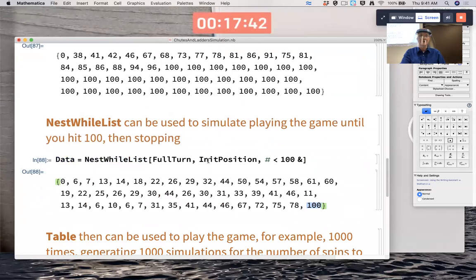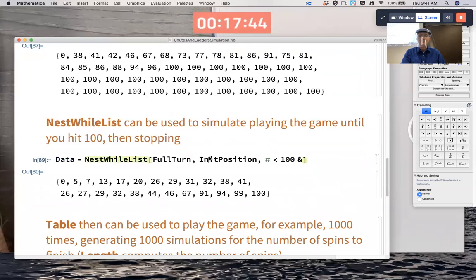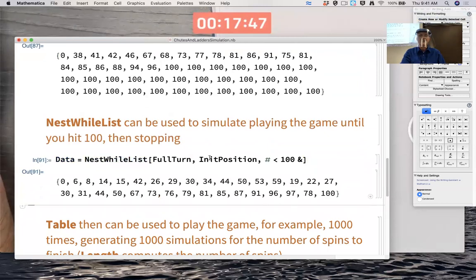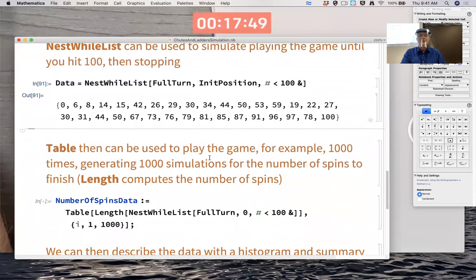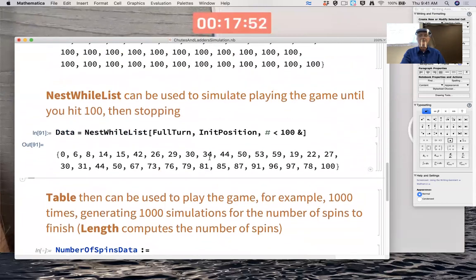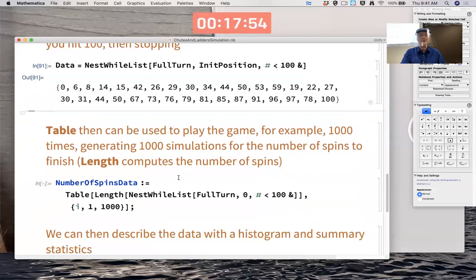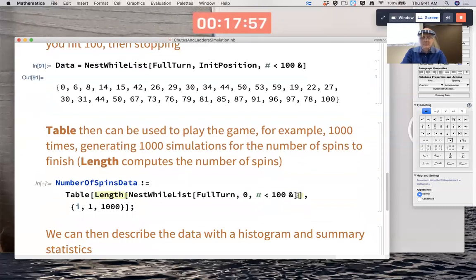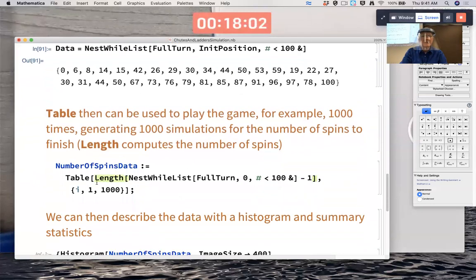So this is simulating a game and stopping once you reach 100. The length of this list represents the number of spins, actually minus 1. I should subtract 1 from this. So now I'm using Table to essentially do this over and over again and find the length of this list, which is the number of spins, except I have to subtract 1 from it because effectively I need to take off counting the 0.